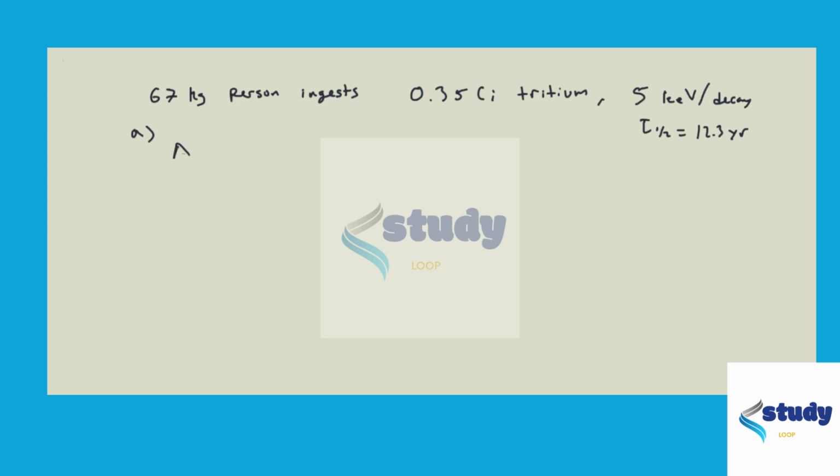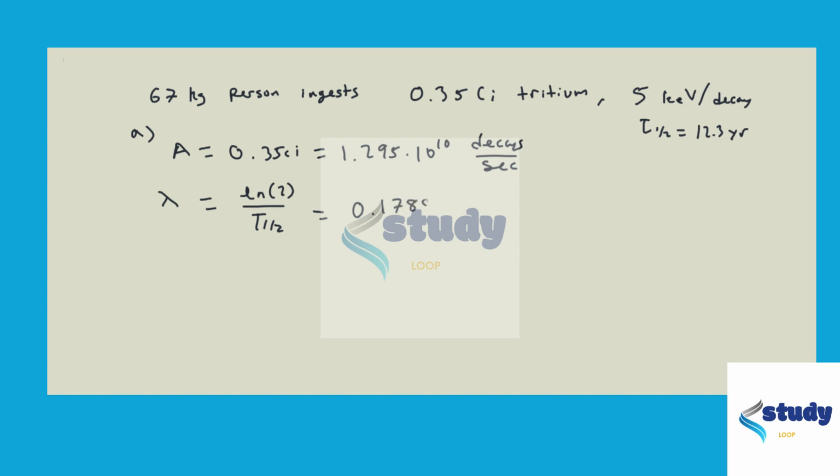So we know that initially, the activity is 0.35 curies, or equivalently, 1.295 times 10 to the 10 decays per second. Now we can calculate the decay constant by taking the natural log of 2 and dividing by the half-life, which is given. This comes out to a value of 0.1788 times 10 to the minus 8 inverse seconds.